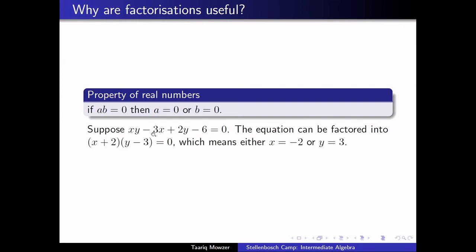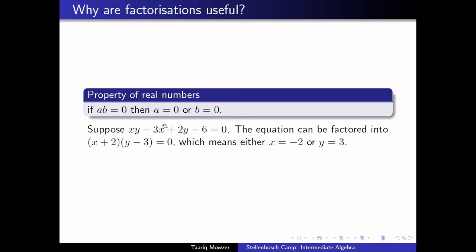xy minus 3x plus 2y minus 6 equals 0 seems like a very difficult equation to use. But with factorizations, you can factor this into (x plus 2) times (y minus 3). Actually, let me clarify why you can do this. How do you see this? Well, you sort of have to guess that this works.